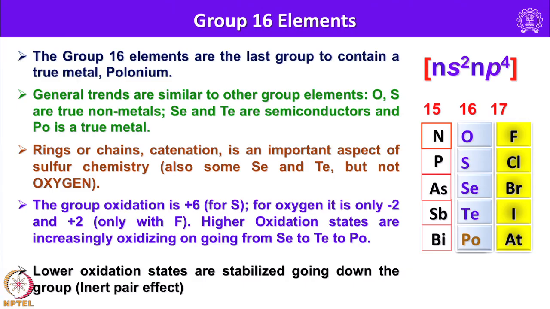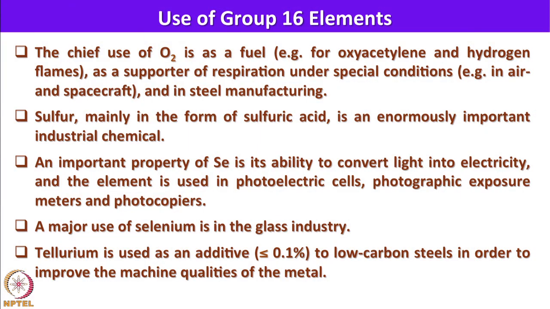The important use of oxygen is as a fuel for oxyacetylene and hydrogen flames, as a supporter of respiration under special conditions and in steel manufacturing, and sulfur is mainly used in the form of sulfuric acid. An important property of selenium is its ability to convert light into electricity, and the element is used in photoelectric cells, photographic exposure meters and photocopiers. A major use of selenium also is in the glass industry.